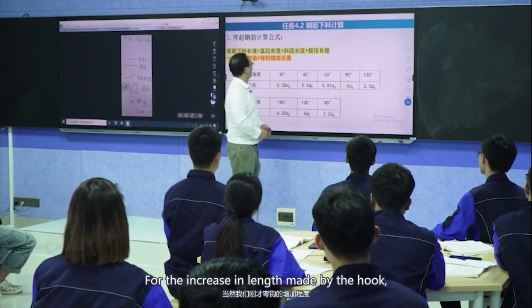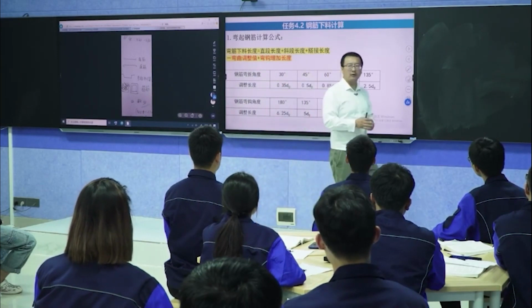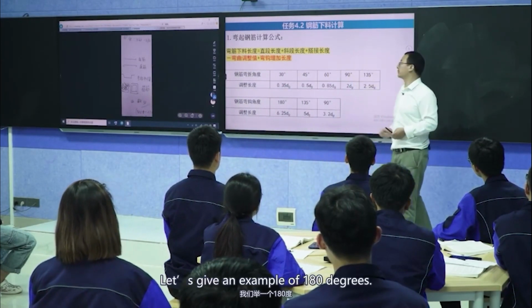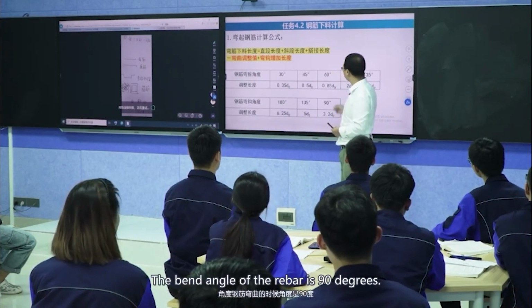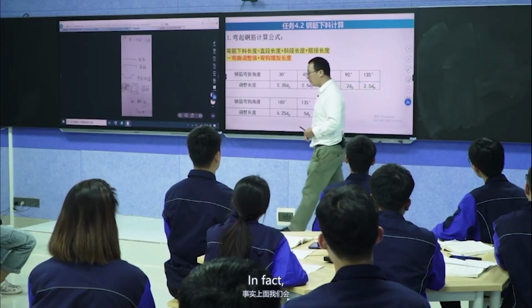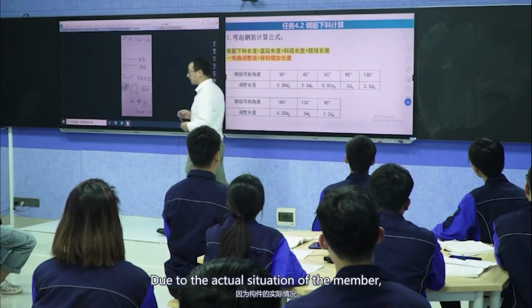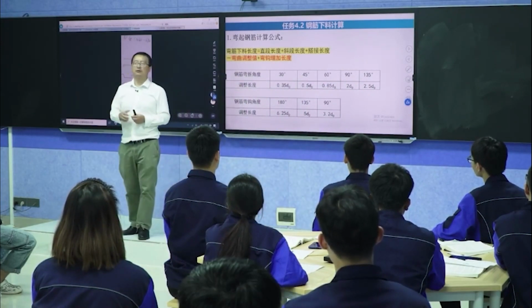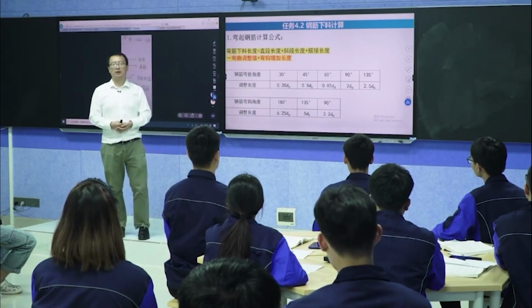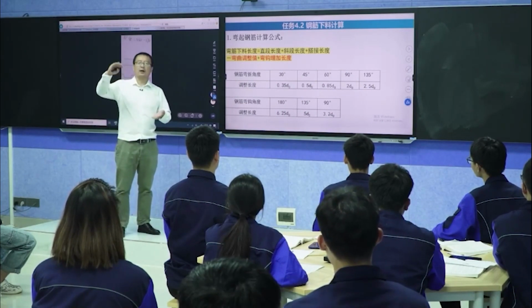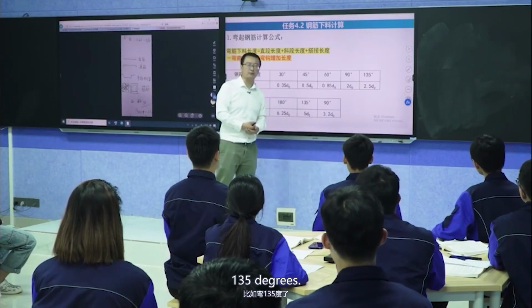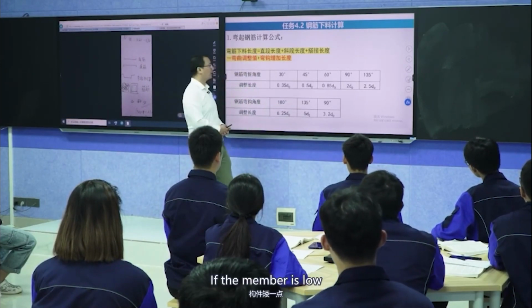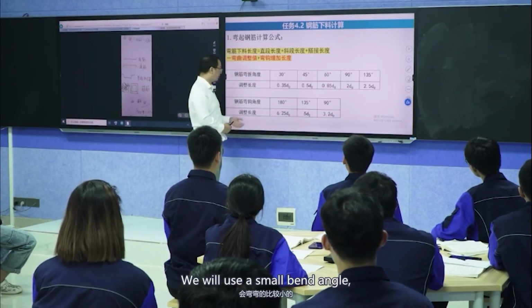For the increase in length made by the hook, let's give an example of 180 degrees. We bend the rebar. The bend angle of the rebar is 90 degrees. In fact, due to the actual situation of the member, we will use different angles. For example, if the member is high, we can use a bend angle of 135 degrees. If the member is low, we will use a small bend angle.